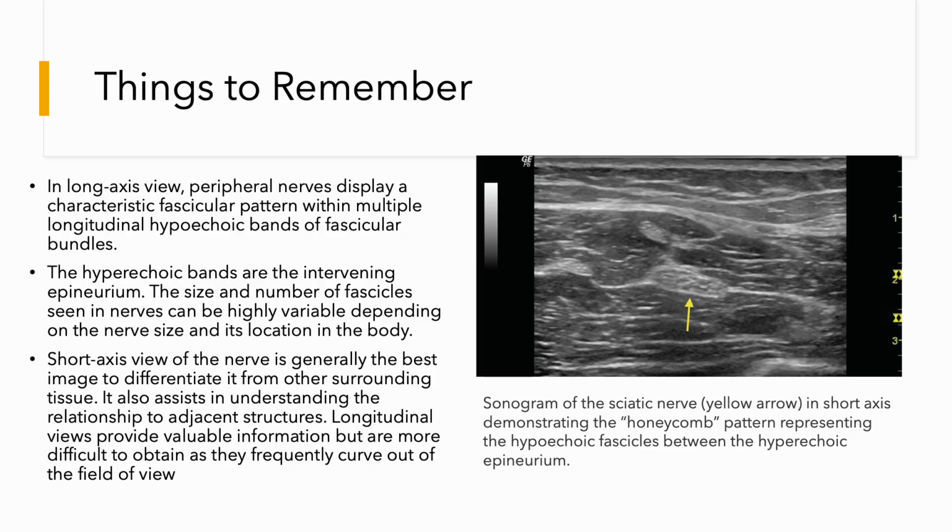The size and number of fascicles seen in nerves can be highly variable depending on the nerve size and the location in the body. So the short axis view of the nerve is generally the best image to differentiate it from surrounding tissue. It also assists in understanding the relationship to adjacent structures. Longitudinal views also provide valuable information, but are more difficult to obtain as they frequently curve out of field of view.